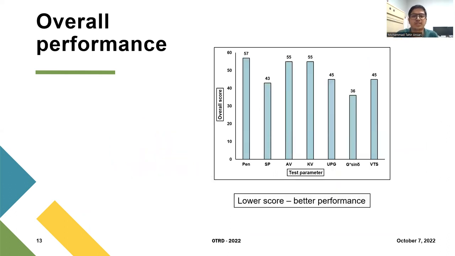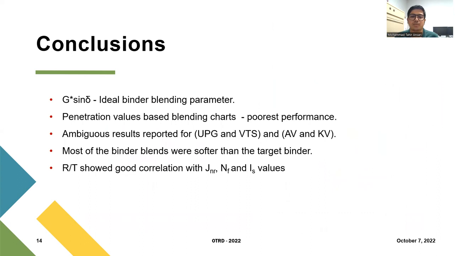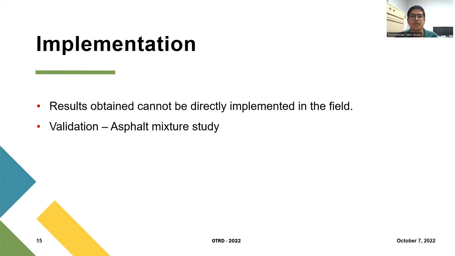On the whole, the blend synthesized using G star into sine delta showed better performance when compared to the other parameters, and the blend synthesized using penetration value showed the poorest performance, whereas ambiguous results were obtained for 2 sets of data. A good correlation was obtained between R by T, GNR, fatigue life, and the asphaltene to maltene ratio, and most of the blends were softer than the target binder.